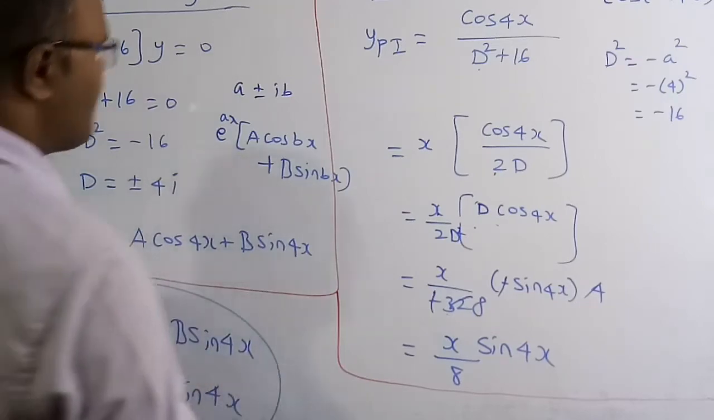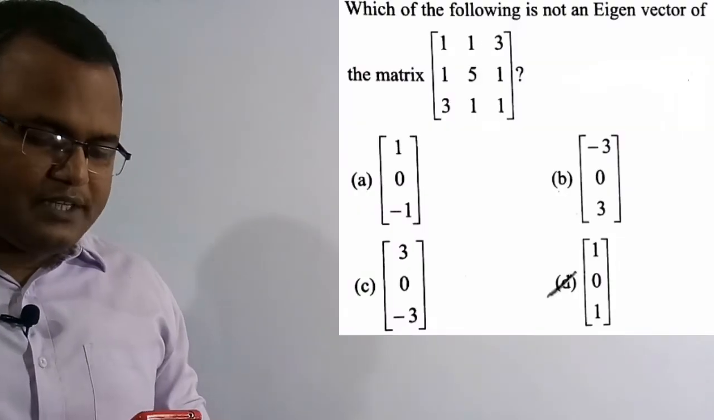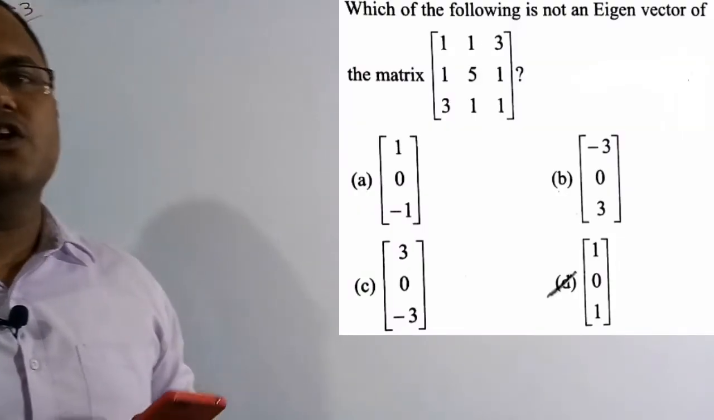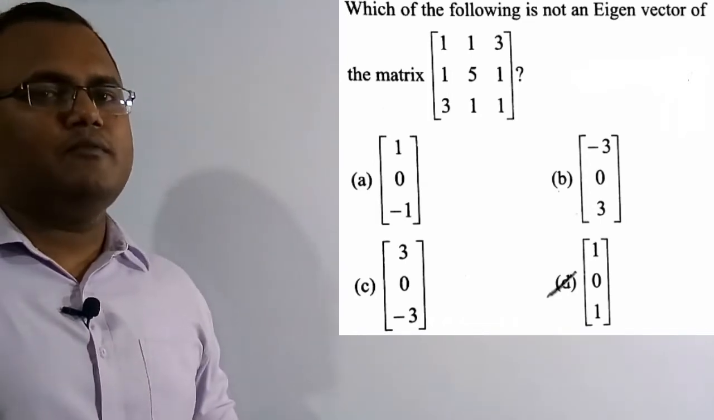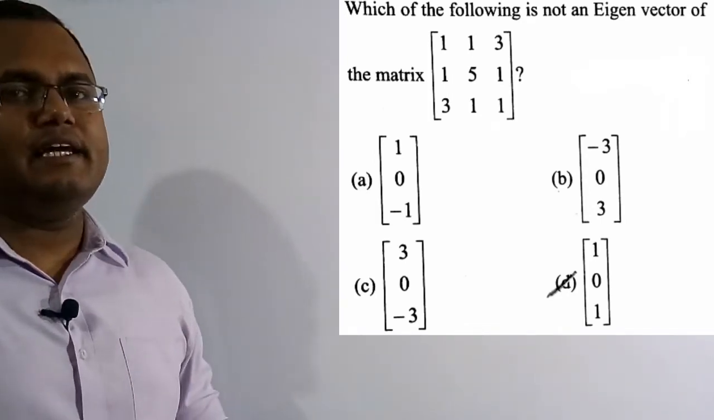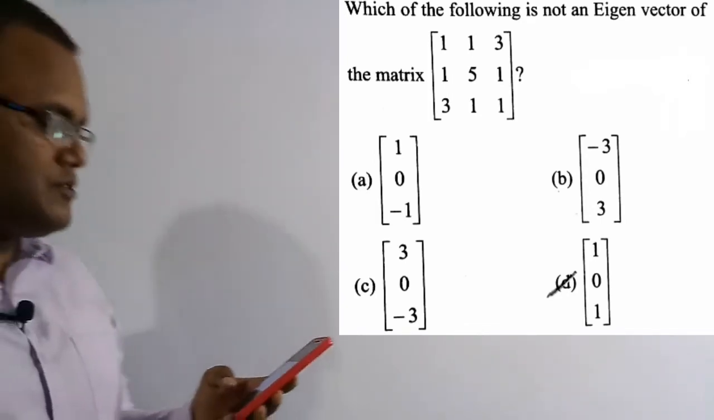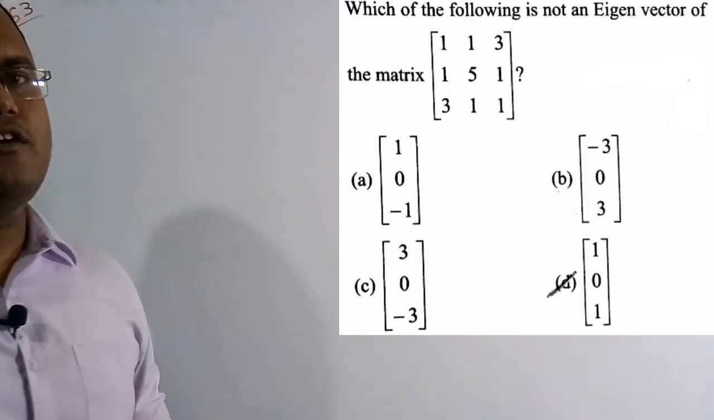So now we are going to solve the 63rd question. See the question here: which of the following is not an eigenvector of the matrix? For this matrix, out of these four options, we need to figure out which is not an eigenvector. Out of the four options, option D is not an eigenvector of this matrix.